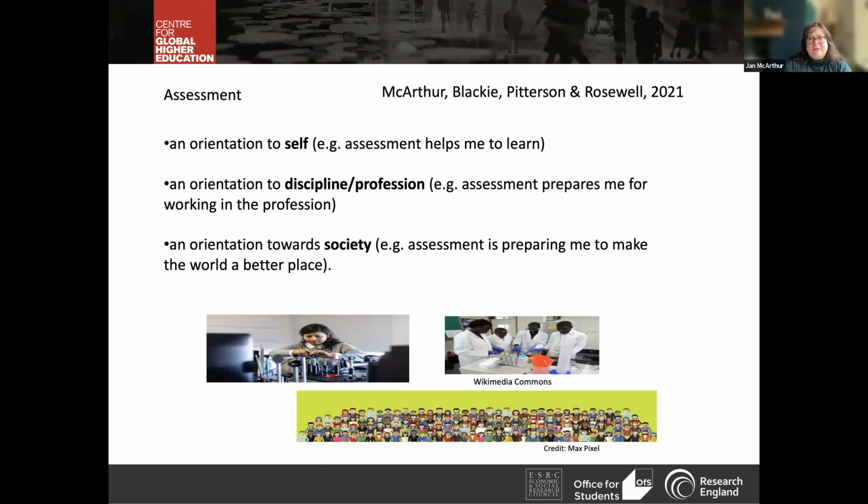So to our final theme of assessment, which has been published already, what we did here is we generated these orientations. These didn't come from the data. These came from our theoretical position of the ways in which an undergraduate degree should offer opportunities for students to place themselves and their well-being in a social context.